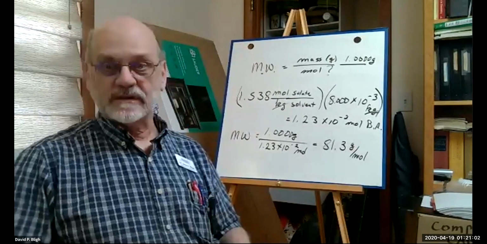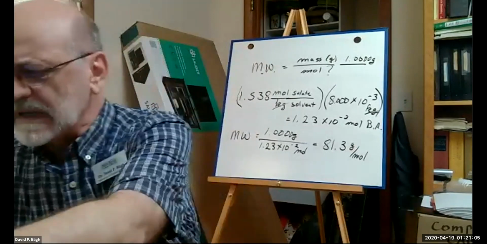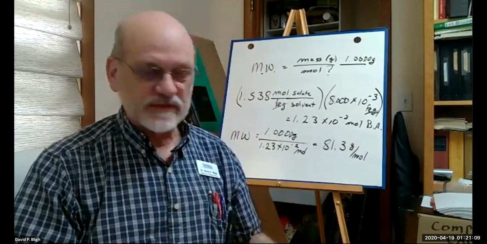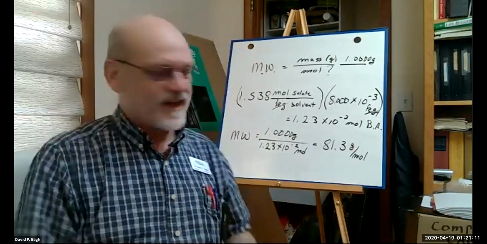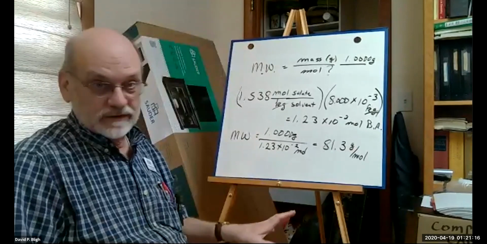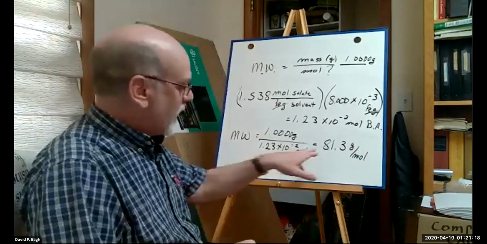That's way off, isn't it? Right? Wasn't it supposed to be the accepted value? Accepted value for benzoic acid is 122, right? So the numbers I picked are way wrong. Okay?